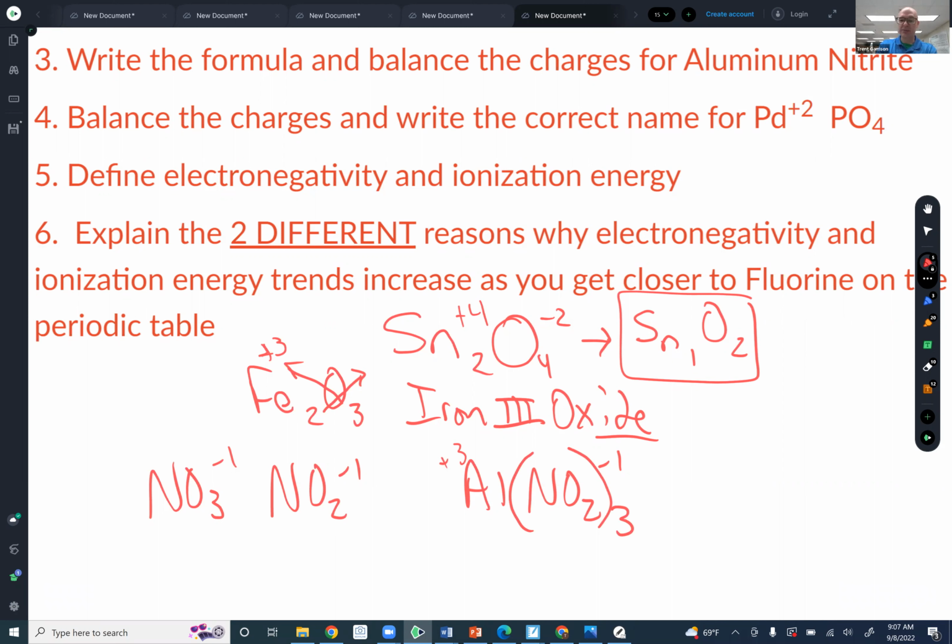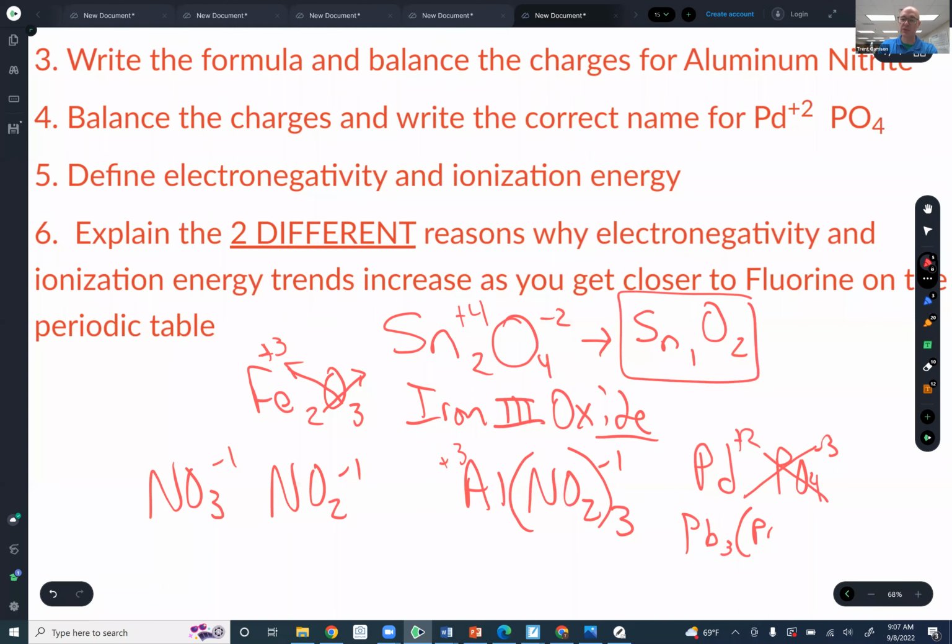Okay, next we've got palladium, Pd +2 with phosphate. You're going to figure out its charge is -3. You crisscross those charges and you get Pd3(PO4)2. And again, we can't put the 4 and the 2 beside each other. That'd be 42. So we have to put parentheses around it.